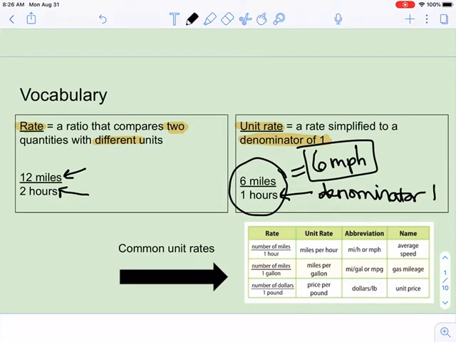Down here at the bottom are some common unit rates that we're going to see. So miles per hour is one of them, and I'm always going to abbreviate that as MPH. Miles per gallon, and I'll abbreviate that as MPG. And then price per pound, that's something that you'll see. I don't have a specific abbreviation for that, but that's the same as unit price or unit rate. It's interchangeable. And for miles per gallon, sometimes the question will ask you what's the gas mileage. And for miles per hour, a lot of times that'll say speed.